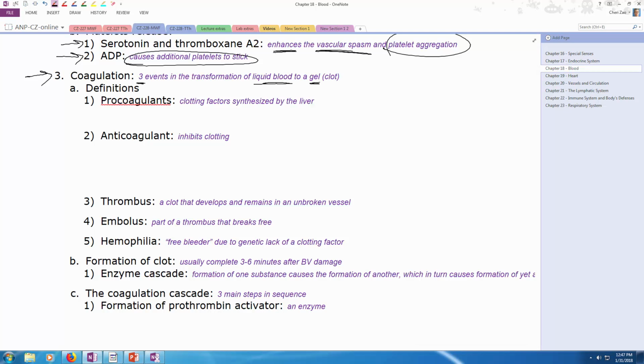Procoagulants are the various clotting factors actually synthesized by our liver. And these are actually plasma proteins, so they're in your blood just like albumin is. So they're all part of that. So we have lots of procoagulants floating around in our bloodstream, but they're not activated.